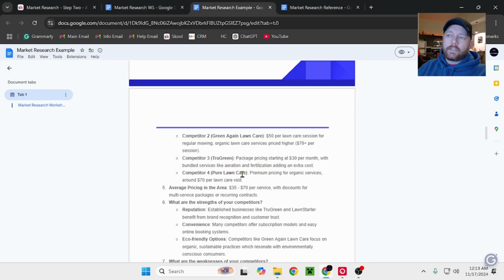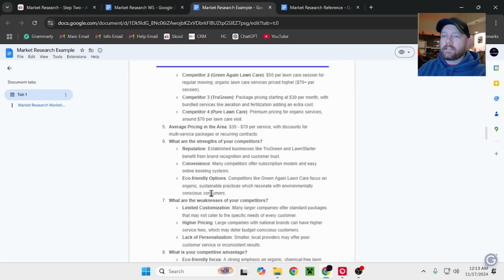And then Pure Lawn Care, they have premium pricing for organic services, or around $70 per lawn care visit. So on average, out of these 5 guys, we're $35 to $70 per service, with discounts for multi-service packages or reoccurring contracts.